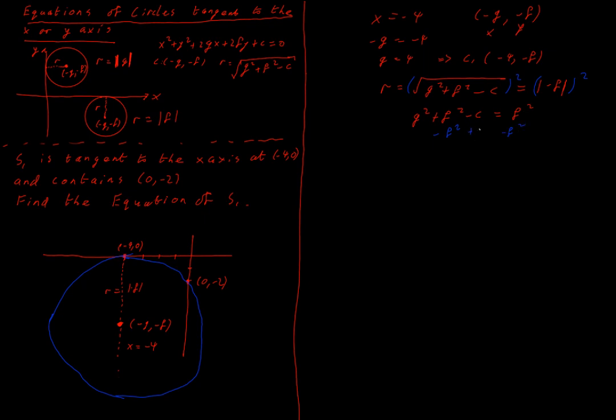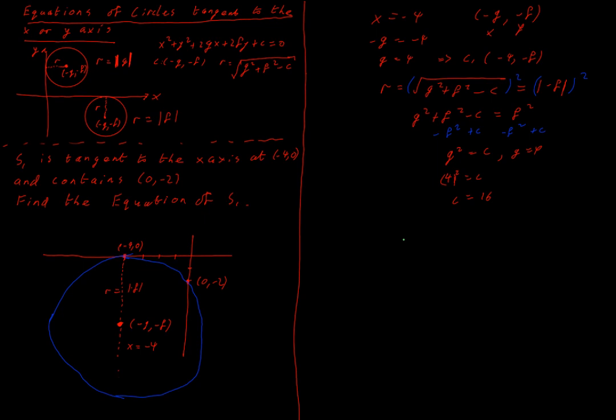And I actually want C on the other side, so I can get one thing in terms of the other. So G squared is equal to C. And in this question, I know that G is equal to 4, so I can just sub that in. So 4 squared is equal to C. C is equal to 16.